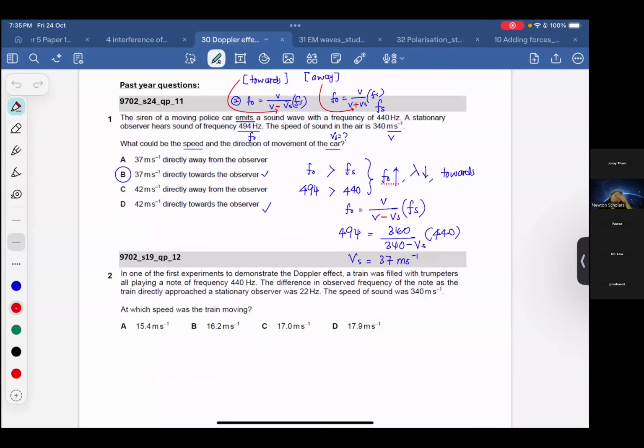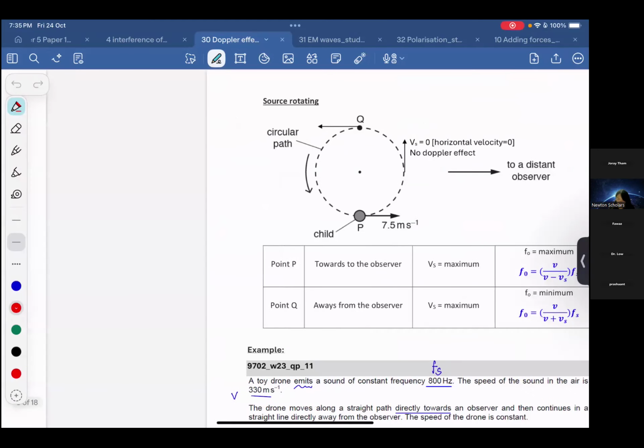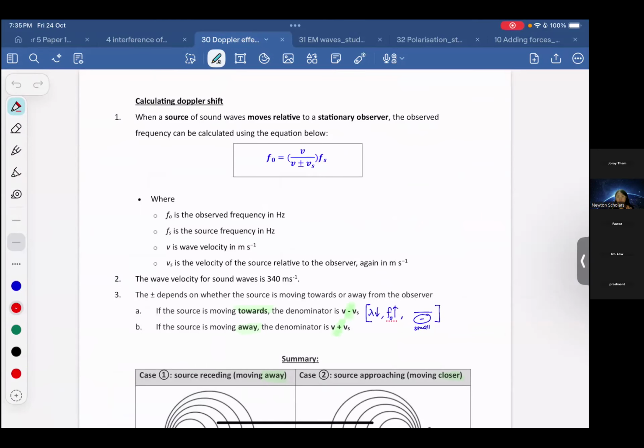Okay, boys and girls, we continue our lesson. Take out your lesson number 30 about the Doppler effect. Before that, we recall a bit what the Doppler effect is.